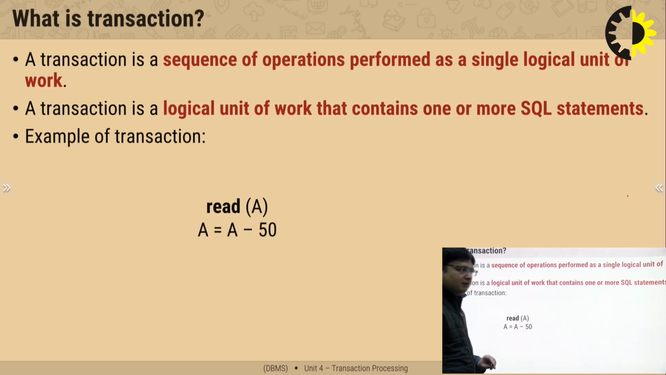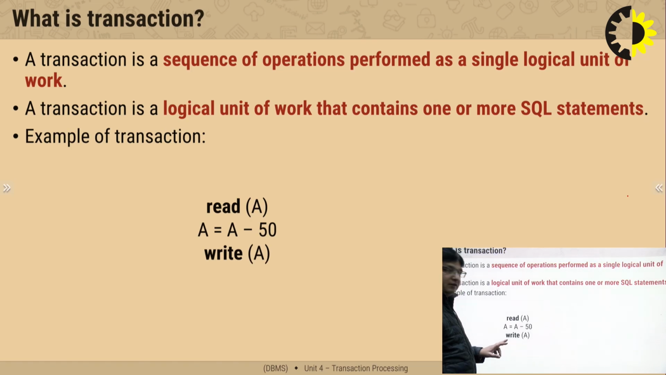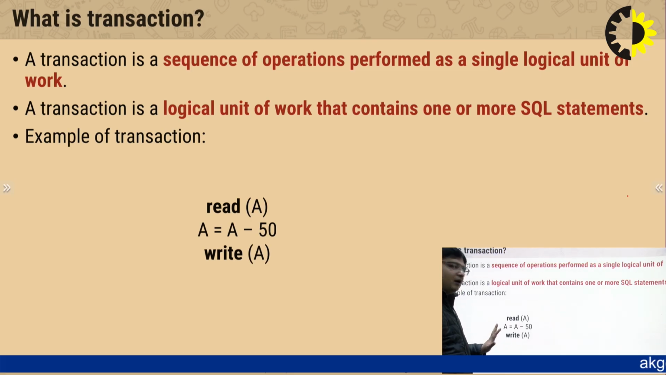Then we are deducting 50 rupees from A, so A equals A minus 50. Thereafter, after updating the value of A, we write A, which means the value has to be now updated into the disk. The value is still present in the buffer.